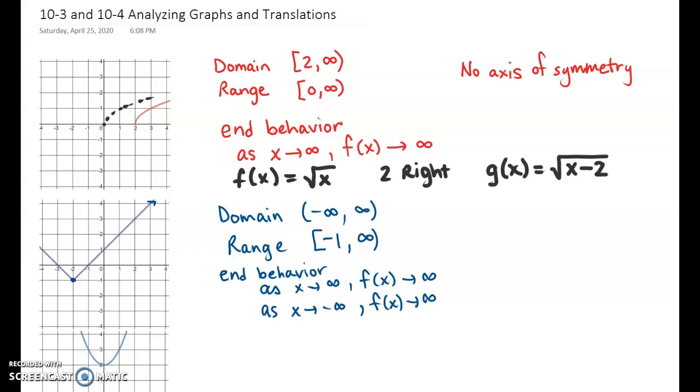This function does have an axis of symmetry. It's off the graph, remember, so it doesn't look totally symmetrical in the part that we see, but if we fold this graph, because we know it keeps going, if we fold it on the line, we have an axis of symmetry, and it is x equals negative 2.